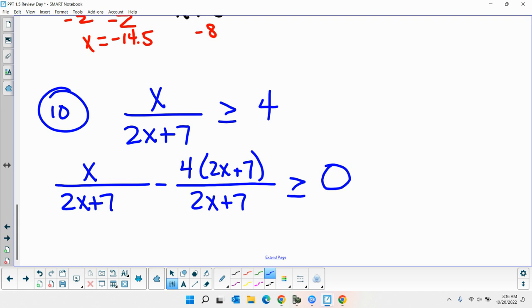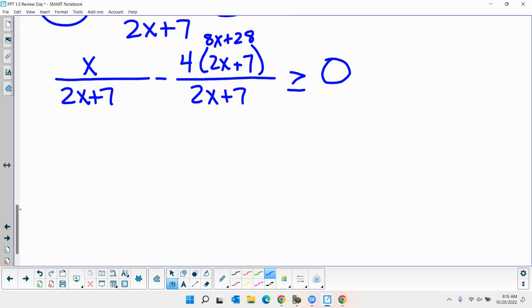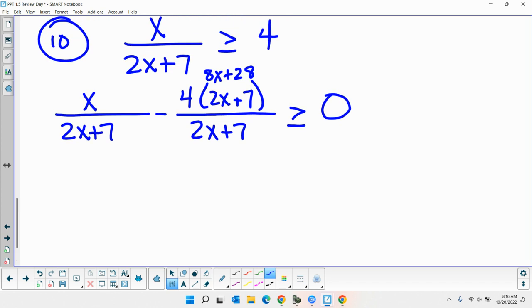What if that 4 was negative when I brought it over? What would I have? That'd be addition, right? Okay, so if I have a negative over here and bring it over, remember, it's addition. But this one's a subtraction again. So I distribute. I got 8x plus 28. So when I subtract them, I got 1x minus 8x is negative 7x. And nothing minus 28 is negative 28.